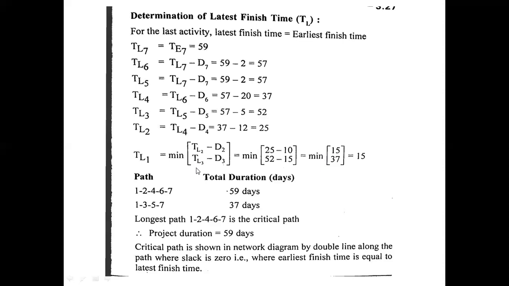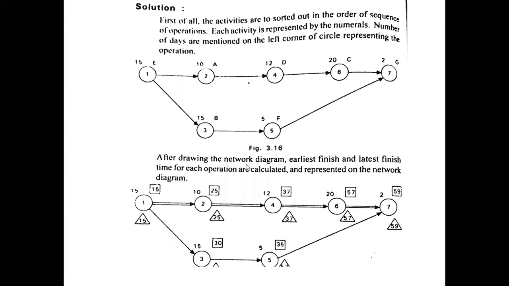So how do you identify the critical path? In order to identify the critical path, we have to do the slack problem. So we are going to have two paths now. What are the two paths? I will show the diagram. 1, 2, 4, 6 and 7. This is one path. Another path is 1, 3, 5, 7.